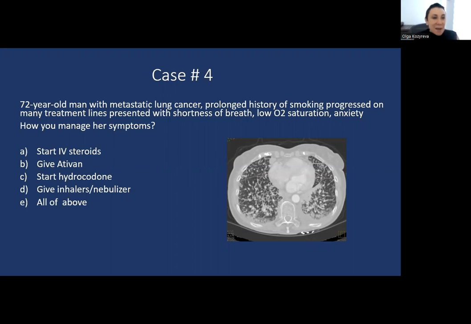Another case, a 72-year-old gentleman with metastatic lung cancer who has a prolonged history of smoking. He progressed on many treatment lines and presented with shortness of breath, low oxygen saturation, and anxiety. This is his imaging, this is his CT. How do you manage his symptoms? We can start IV steroids, we can give Ativan, we can start hydrocodone, we can give an inhaler or nebulizer, or all of the above.